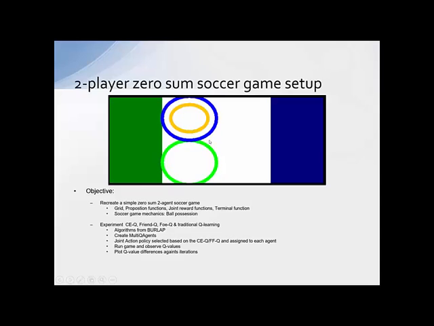Agent action includes moving north, east, west, south, or stick. An agent with the ball in his goal earns a reward of +100, and the other agent gets -100. The terminal function is defined as: when an agent scores a goal, the game will be reset. Let's move to the actual experiment and the results.